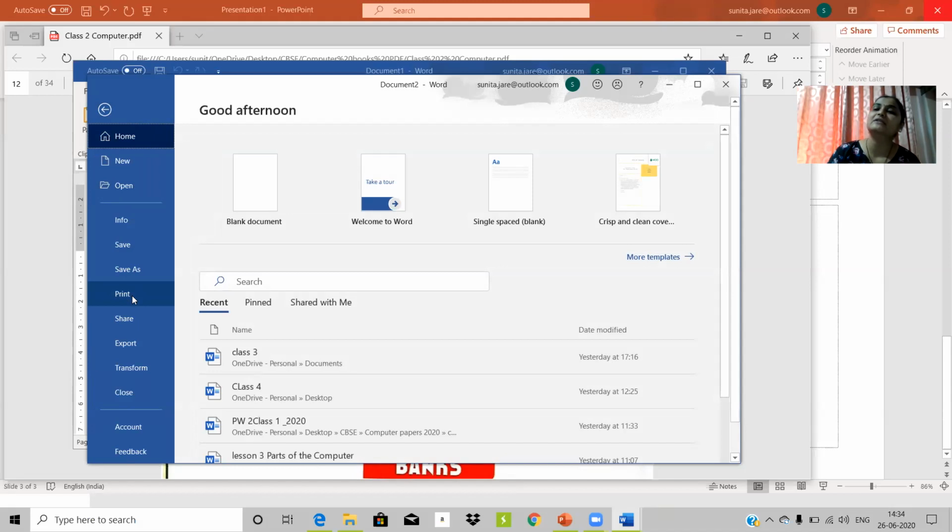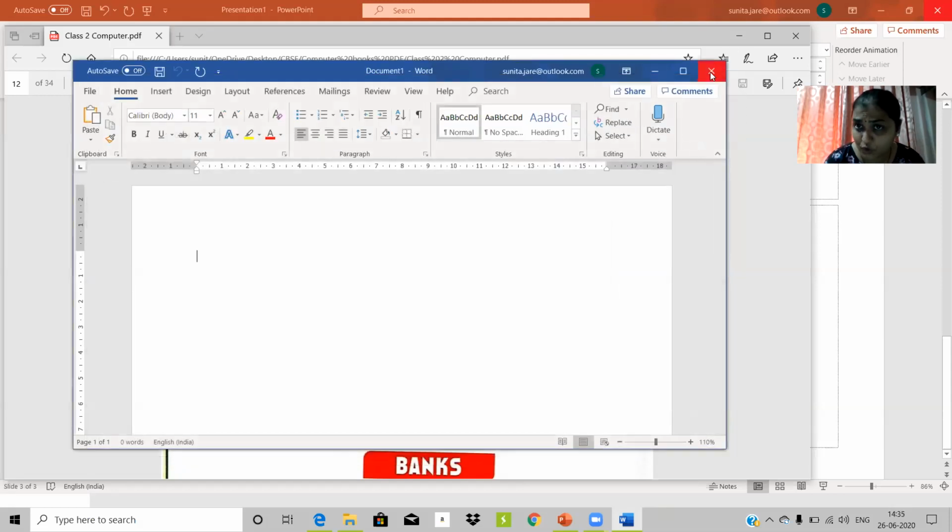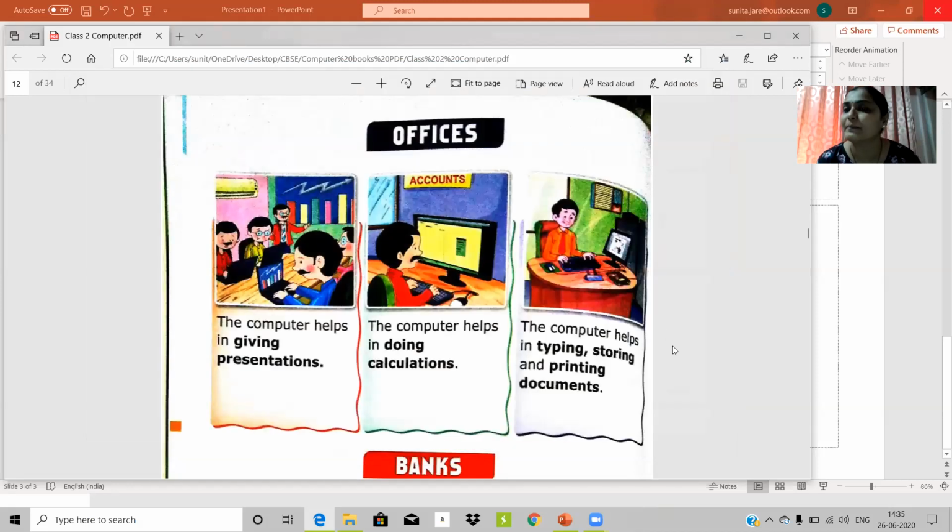So in offices, when a person is done with the typing, he will save that file, and if he wants to show that particular report to someone, he or she will take a printout with this option, right? So yes, the computer is useful for typing, then to save it, to store it, and then you can take a printout also. So yes, these are the three uses of computer in offices. So let's revise the uses.